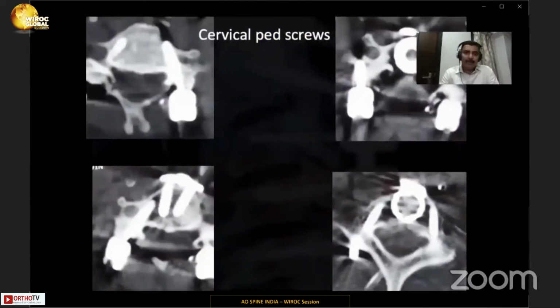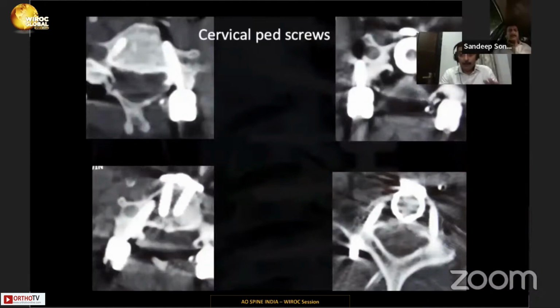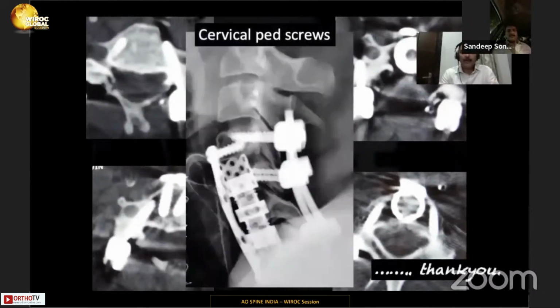So overall, it's a very good technique to have in your armamentarium. You can combine, mix and match with lateral mass screws. You can combine this with anterior fixation. If you plan it well, the anterior screws have to go slightly at the lower level. So you can mix and match and give a very good construct as far as the cervical spine tri-column fixation is concerned.